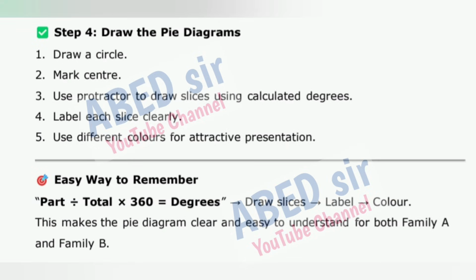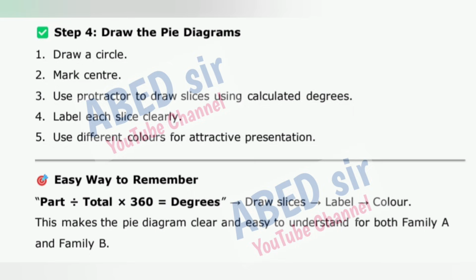Step 4. Draw the pie diagrams. Draw a circle. Mark the center. Use a protractor to draw slices using the calculated degrees. Label each slice clearly. Use different colors for attractive presentation.